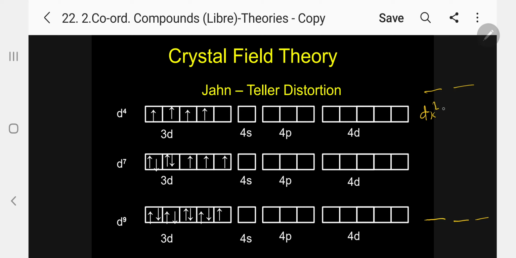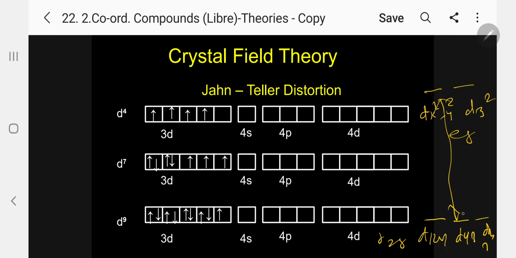d squared minus y squared, d z squared. This is dxy, dyz, dzx. That is T2g, this is Eg. So what will happen? Suppose we are having electrons here. If a ligand is stronger, this difference, delta 0 value, as we have explained already according to the postulates of crystal field theory, is greater. So the energy difference is greater.